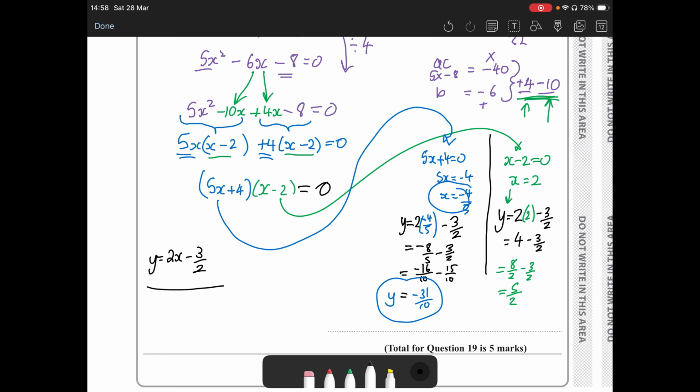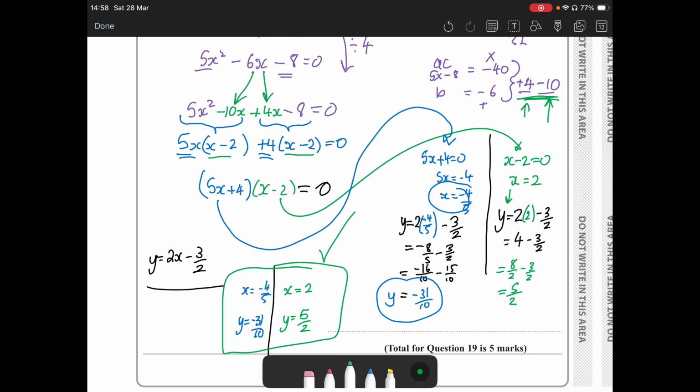So just to be nice, remember, with these sort of questions, they have to go in pairs. So either x is minus 4 fifths and y is minus 31 over 10, or if x is 2, y is 5 halves, or if you wrote 2.5, obviously, any equivalent decimal works. So I'm checking the mark scheme. It seems to agree with me here, so that's your answer. Well done if you got both of these.